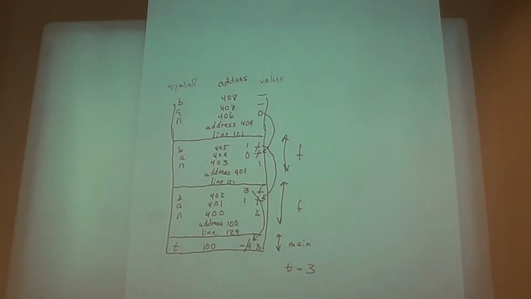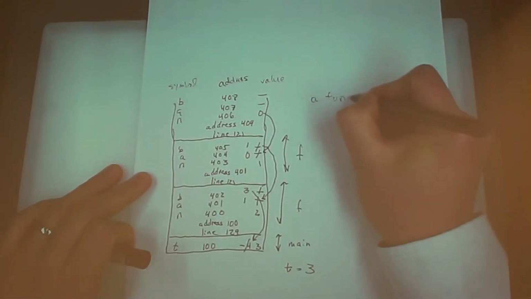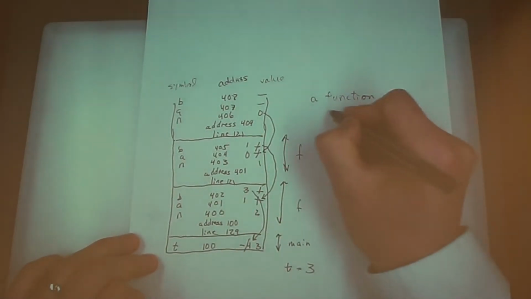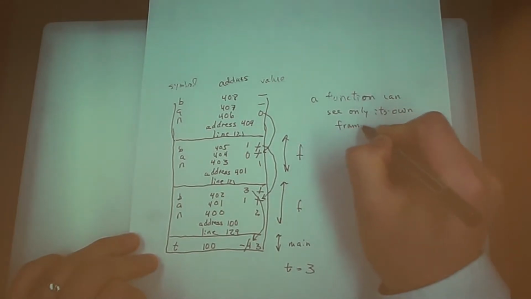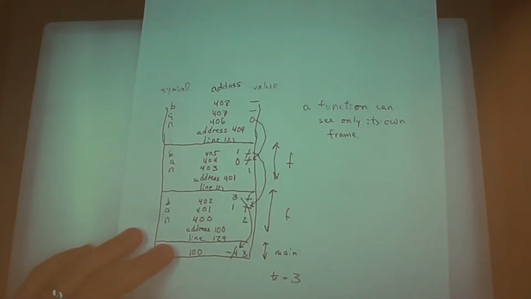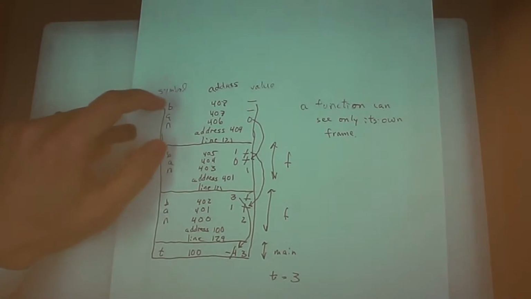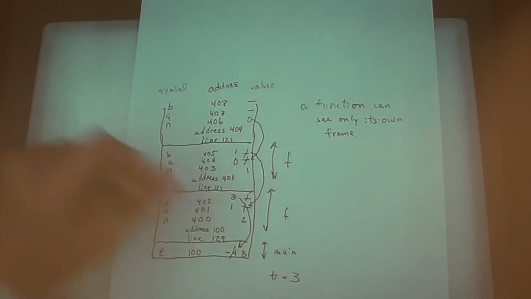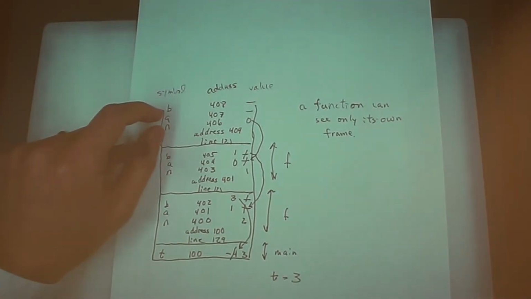So we have seen how to, now remember, a few more rules. A function can see only its own frame. When you are inside this frame, when you refer to A, that will refer to A in this frame. The function cannot see things outside its own frame. And as I already mentioned, once the function returns, the top frame is popped.